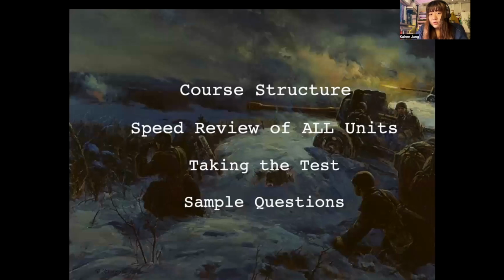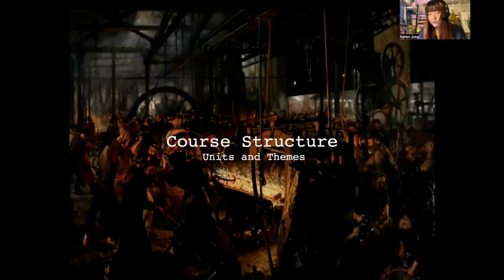Let's look at this course structure. If you pause the screen and zoom in on the parts where there's a lot of text, that can be helpful in serving as your notes, for example, just as a final cramming guide in the days and hours leading up to the test. Okay, so let's look at the course structure, units, and themes.